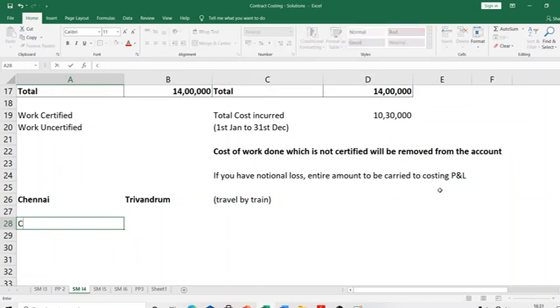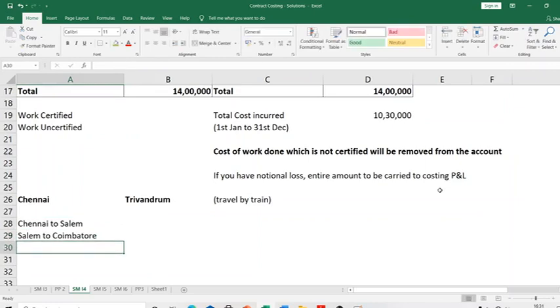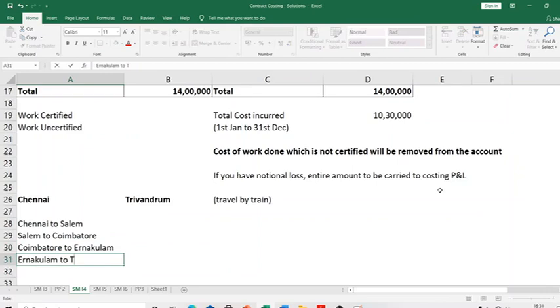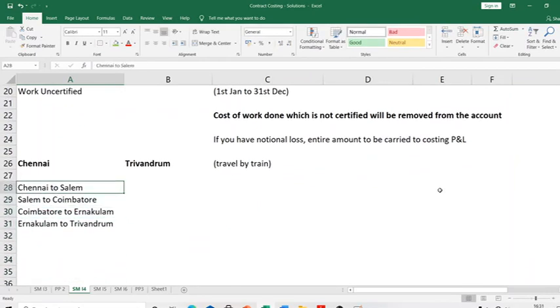Let me break this into 4 parts. Chennai to Salem is one part. Salem to Coimbatore is another part. Coimbatore to Ernakulam is another part. And Ernakulam to Thiruvananthapuram is another part. You have 4 parts: Chennai to Salem, Salem to Coimbatore, Coimbatore to Ernakulam, and Ernakulam to Trivandrum.